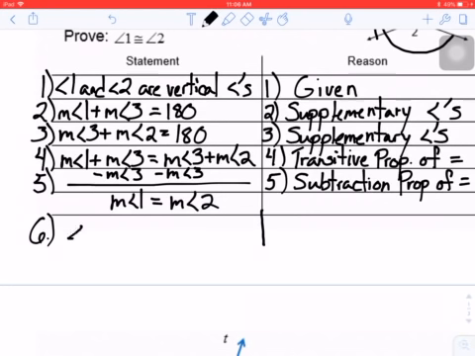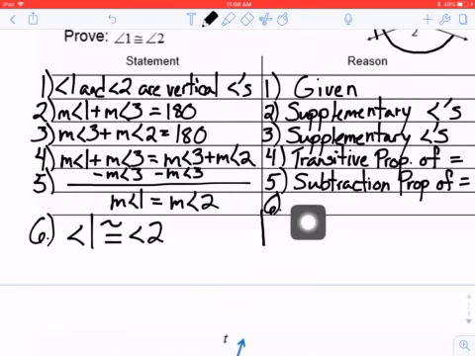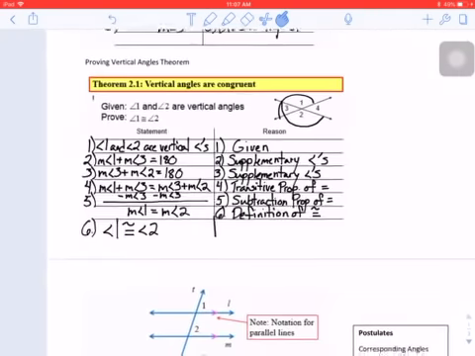So I am able to say now what I wanted to say all along, that angle 1 is actually congruent to angle 2 because their measures are the same. So our reason for that, you can put 6 up there or down here, it doesn't matter. Number 6 is because that is the definition of congruence. I'm just going to use a little congruency symbol there. So there's our proof for why vertical angles are congruent.